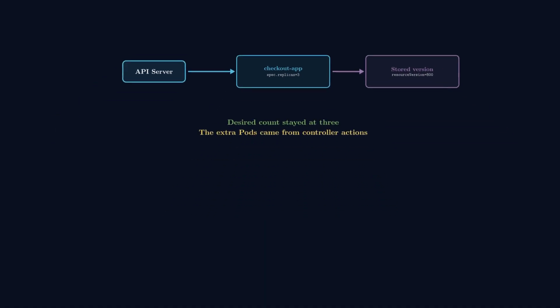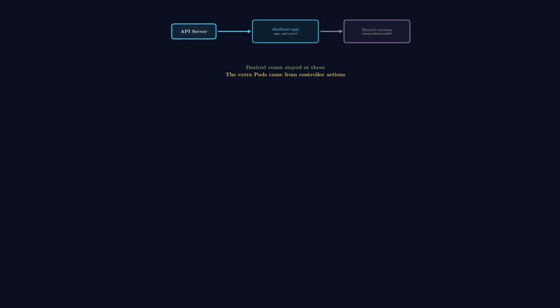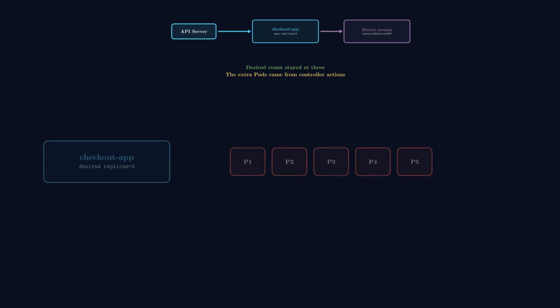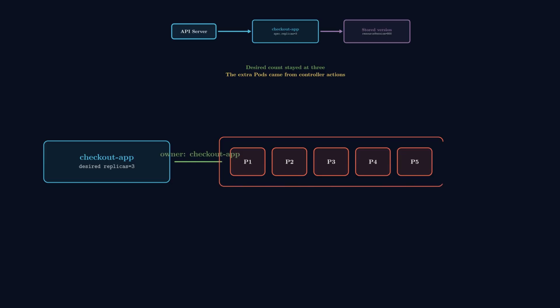Next, we inspect the 5 running pods. Every one of them carries ownership information pointing back to Checkout app. These are not unrelated pods from other applications. They all sit inside the controller's own management boundary. That tells us the extra pods came through this controller's create path.